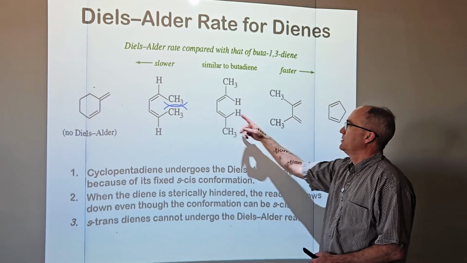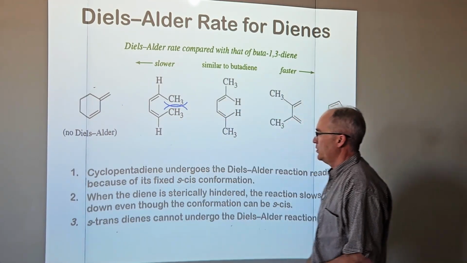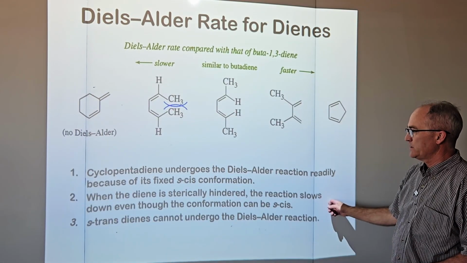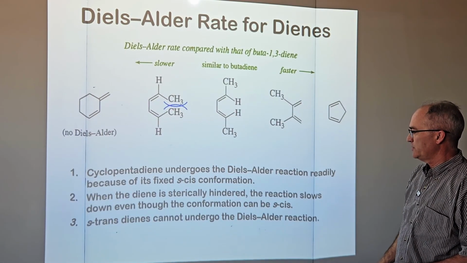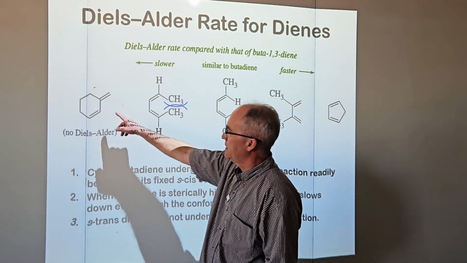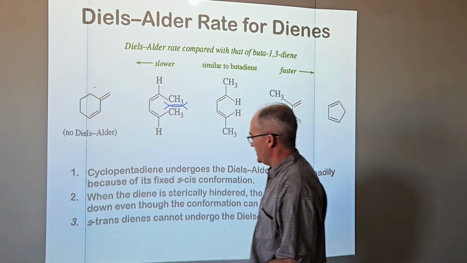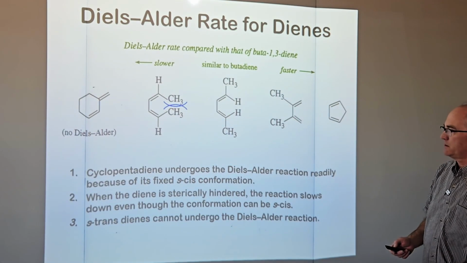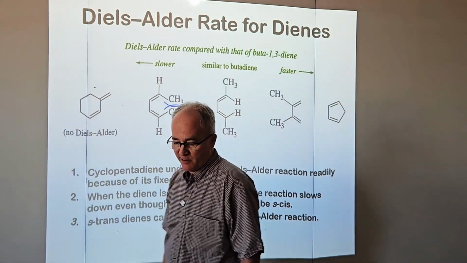This thing can spin. This thing can spin. These all can spin. When the diene is sterically hindered, the reaction slows down, even though the conformation can be S-cis. And this thing here is locked in what we would call the S-trans. That's an S-trans diene that cannot undergo the Diels-Alder reaction. I'm going to end here.